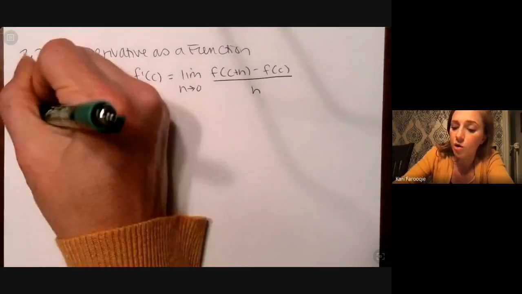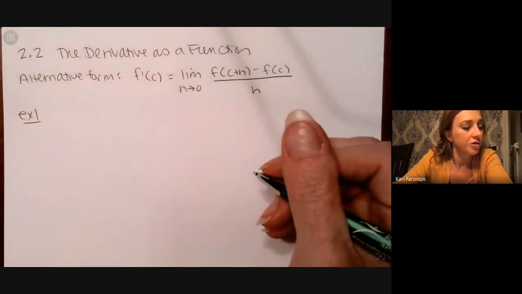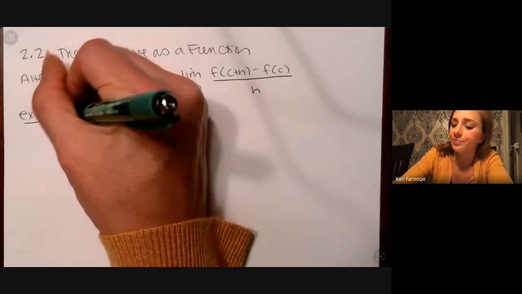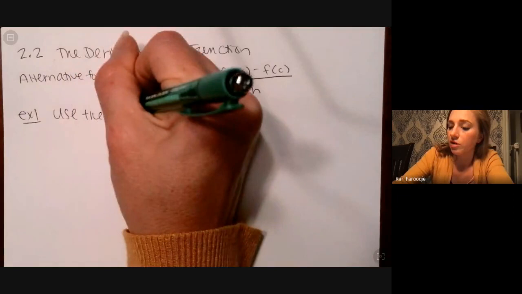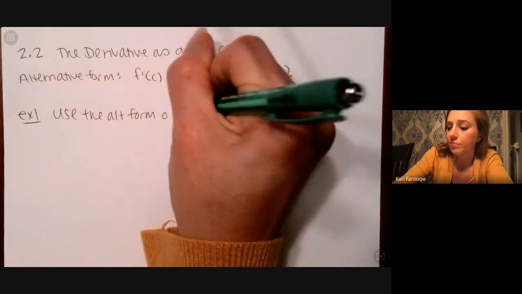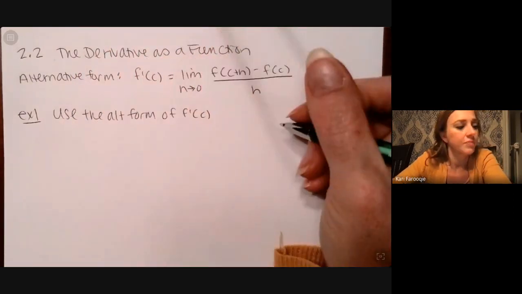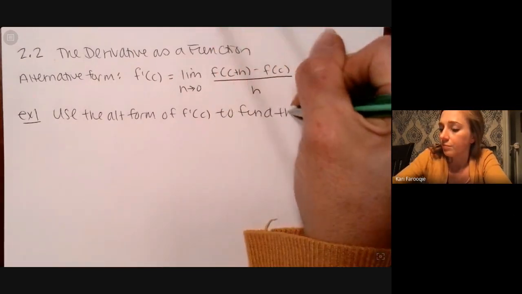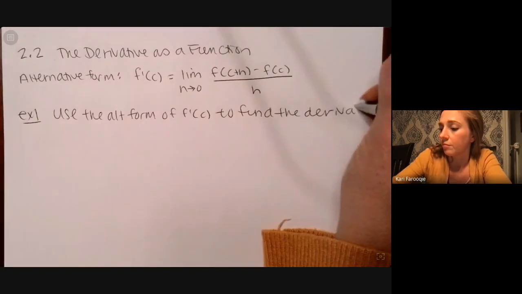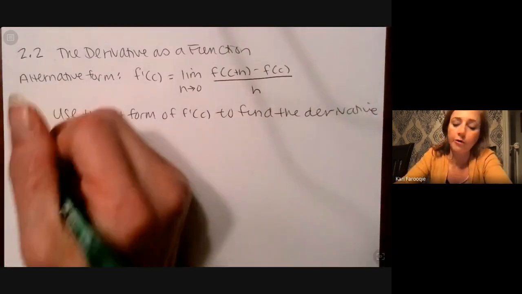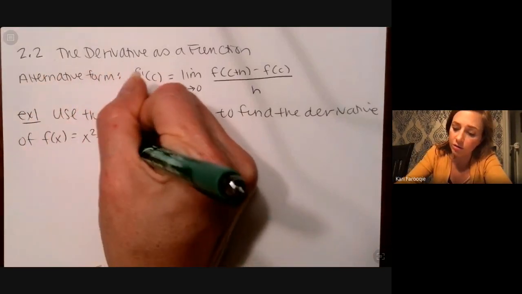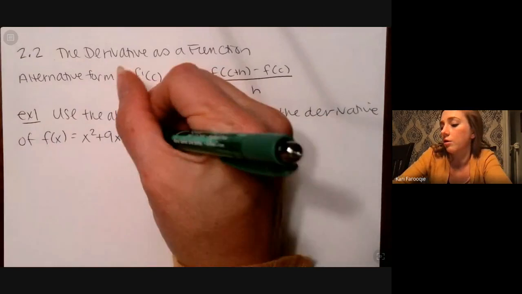Okay, example 1. We're going to use the alternative form of the derivative to find the derivative of a function at any number c. So we're going to use the alt form of f prime of c to find the derivative of f of x equals x squared plus 9x at any number c.